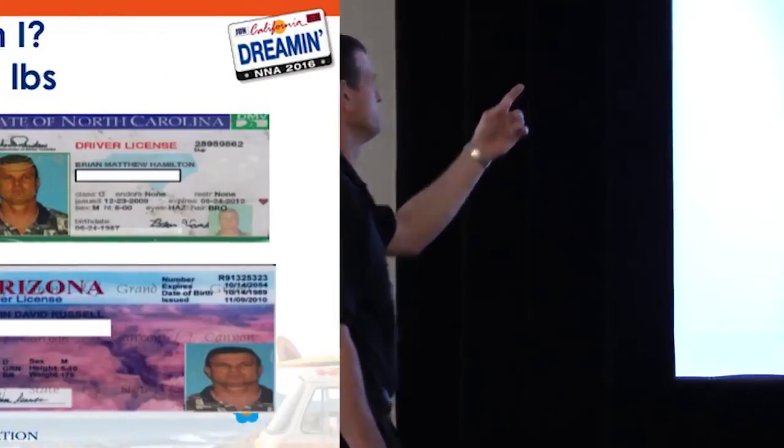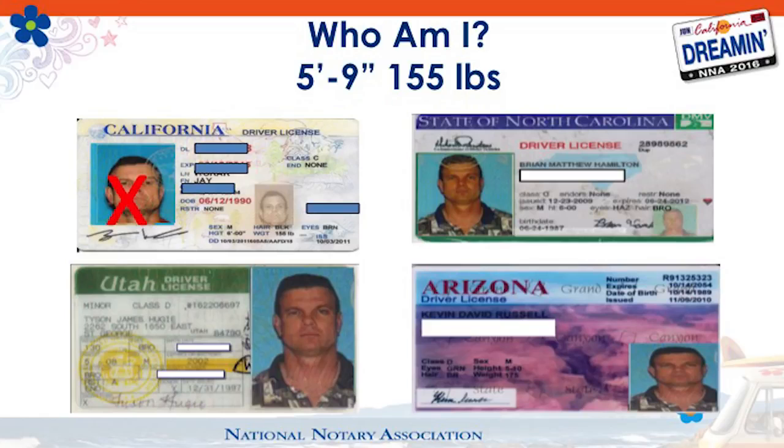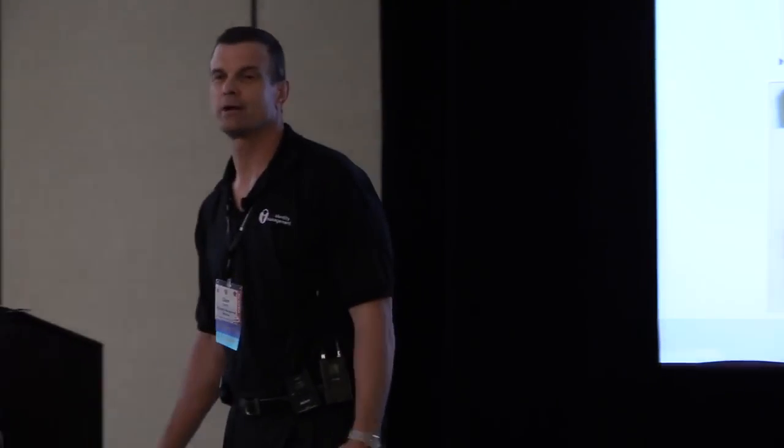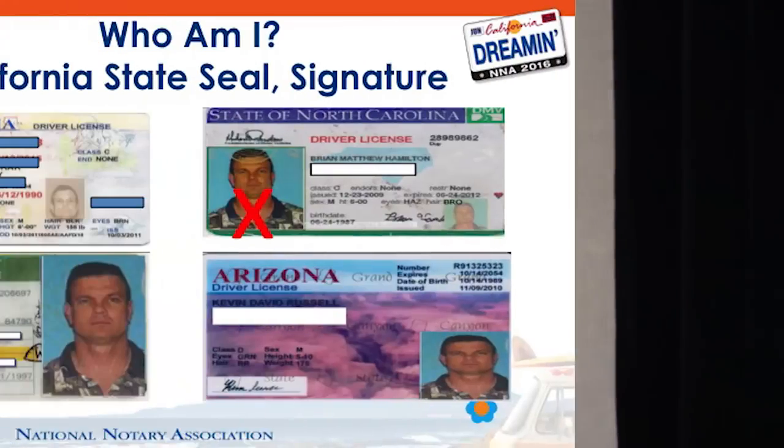But I couldn't be Jay because Jay is 6 foot, 155 pounds. I haven't been that height and weight since 8th grade, all right? So right away, that should have got your antennas up. Is this the same person?